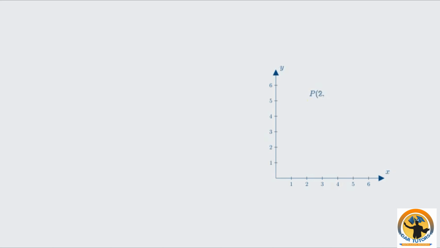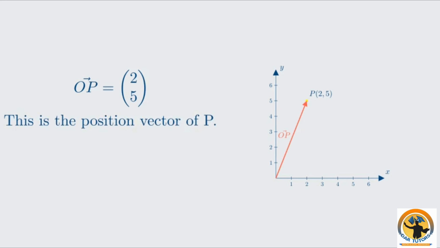Let's begin by defining what a vector is. In the Cartesian plane, we can plot a point, say P, with coordinates (2, 5). To get to this point from the origin, we move 2 units in the x direction and 5 units in the y direction. A vector is a quantity that has both magnitude, or size, and direction. We can represent the movement from the origin O to the point P as a vector. This vector, written as OP, can be expressed in component form as a column matrix, (2, 5). The top number is the x component, and the bottom is the y component. This is called the position vector of point P, as it describes the position of P relative to the origin.